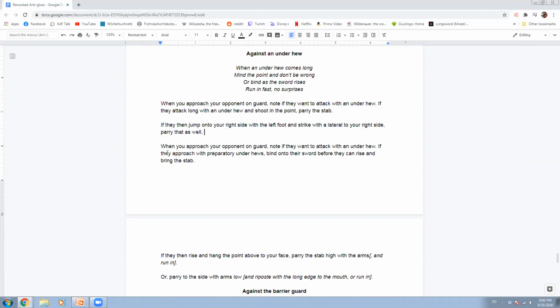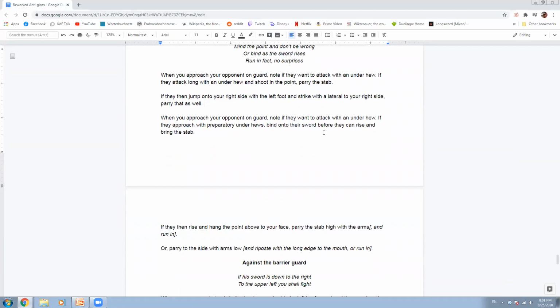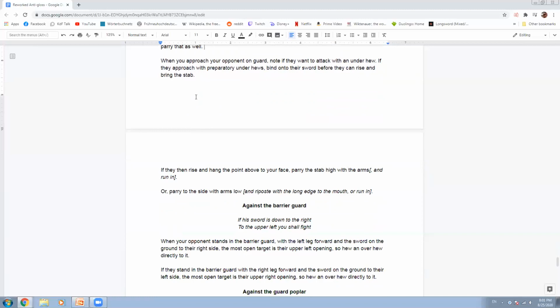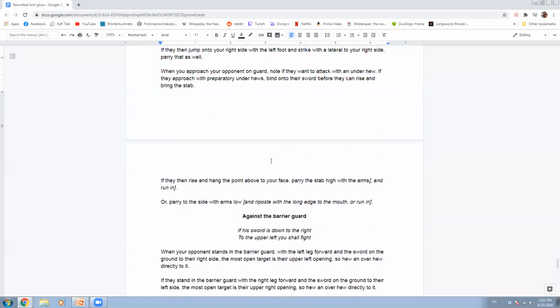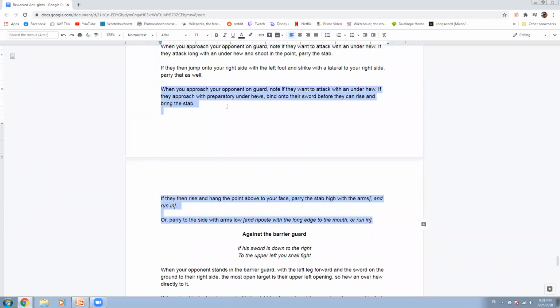Just parry their cut. When you approach your opponent on guard, if they want to attack with an underhew, if they approach with a preparatory underhew, bind to their sword before they can rise and bring the stab. If they then rise and hang the point to your face, then parry the stab high with the arms and run in. Or parry to the side and do whatever you can from that parry. So this will be your inverter, your anti-inverter.